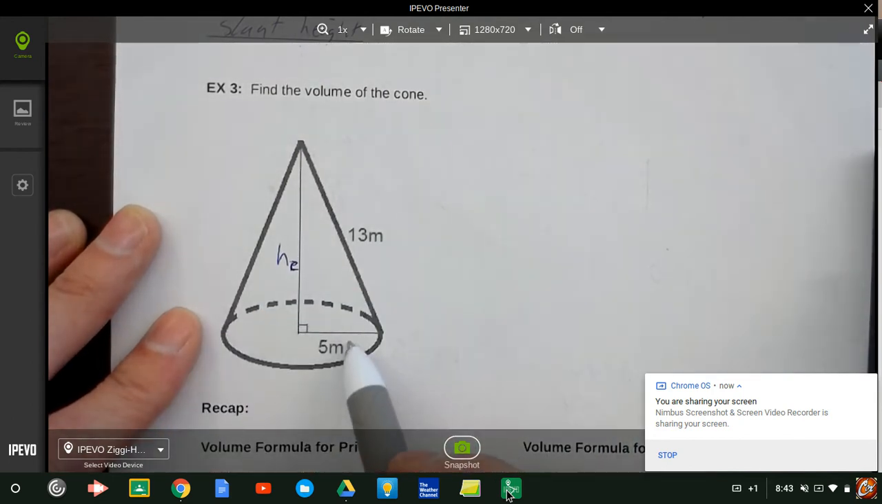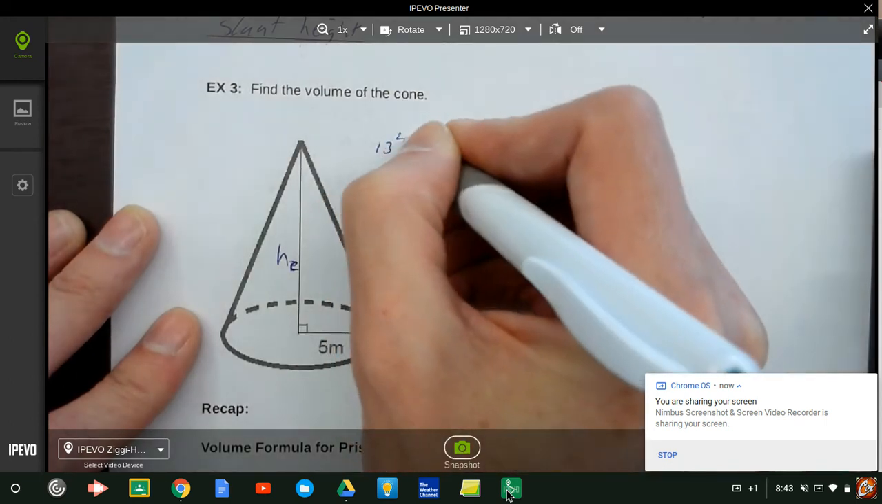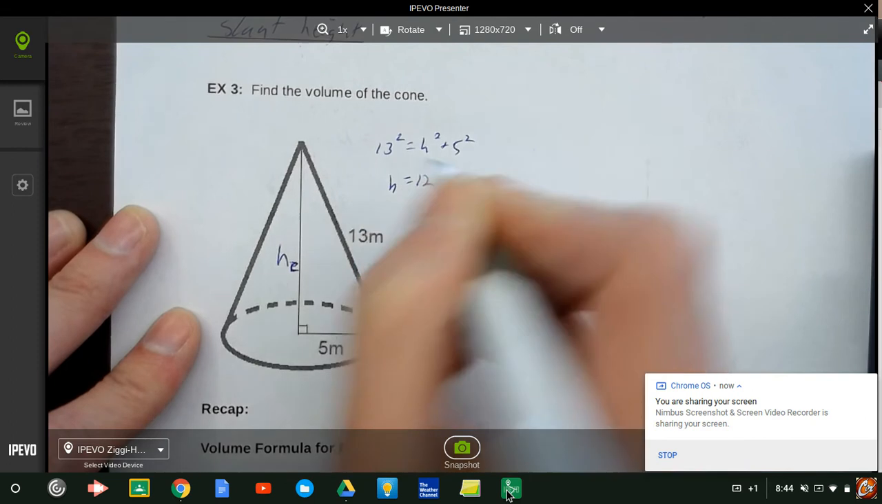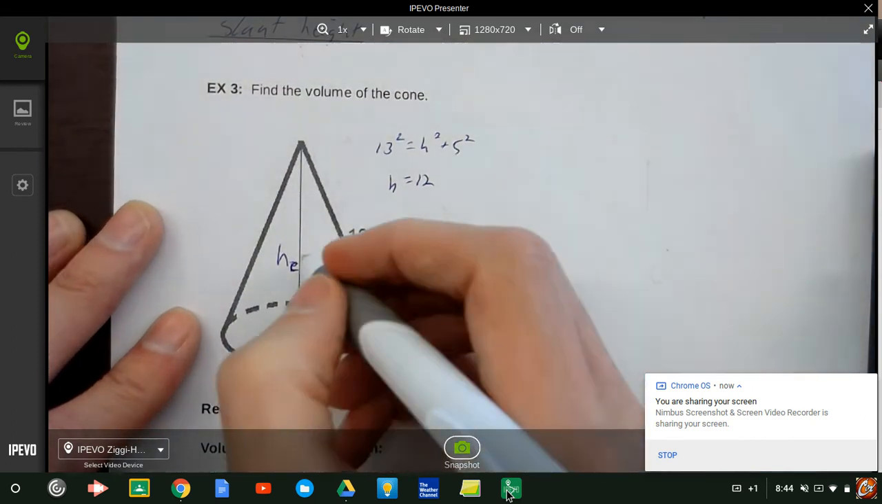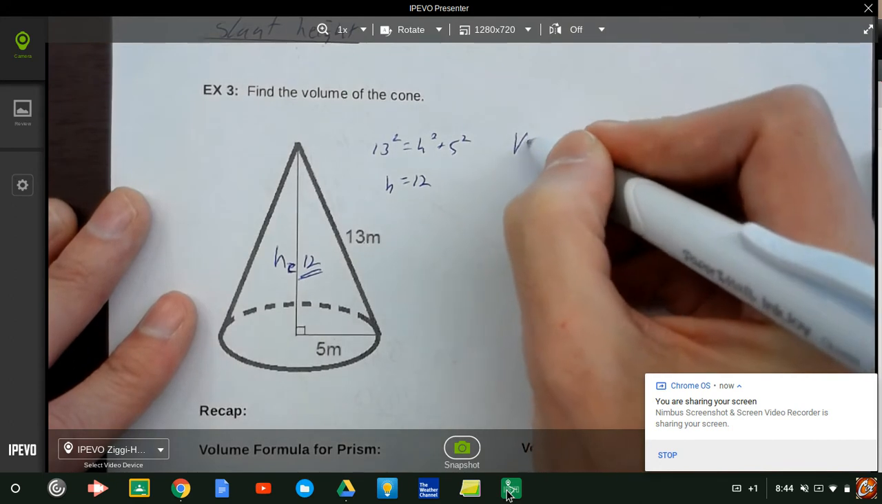Well, you might recognize this. I could use Pythagorean theorem, but you might recognize this as a 5, 12, 13. If you didn't, you could certainly use Pythagorean theorem. But either way, you're going to get that the height is 12. Okay? So now that I know that this is 12, now I can find my volume.